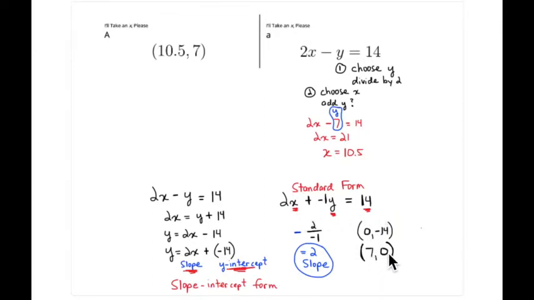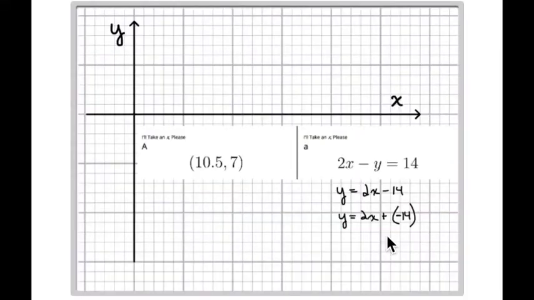So when y is 0, the x-intercept is 7. So the point 7, 0, and the point 0, negative 14. Both of these points are on the line that is the graph of this equation up here. And also this point is on that line. So now you have 3 different points that are all on that line. Actually, you know one of them right away because that's the y-intercept. That's this negative 14. All right, so let's take a look at the graph.